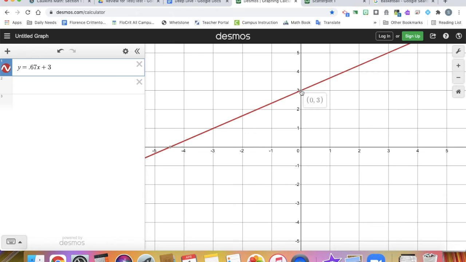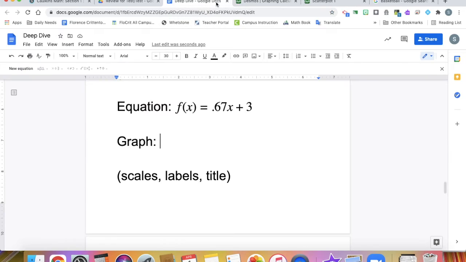Starts at 3. And each one, it goes up 0.67. So that's at 1, 3.67. Now here's the thing about graphs. On the test, they are going to tell you to make sure you have appropriate scales, proper labels, and a title. Let's talk about what each one of these means.